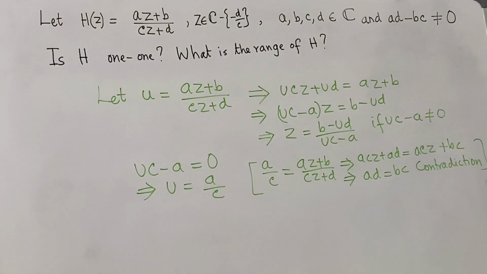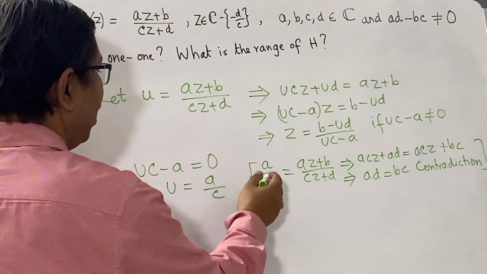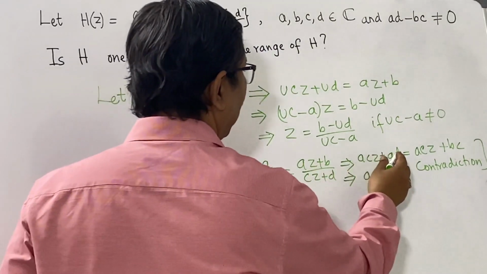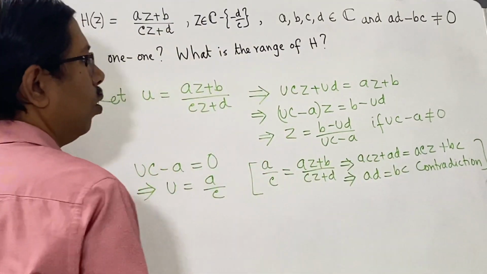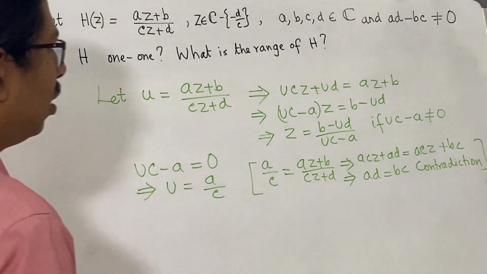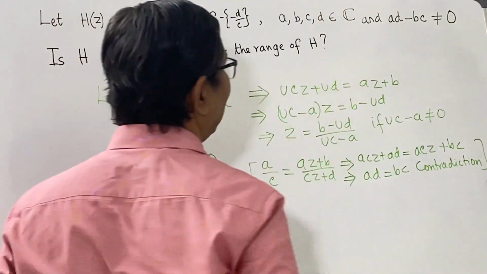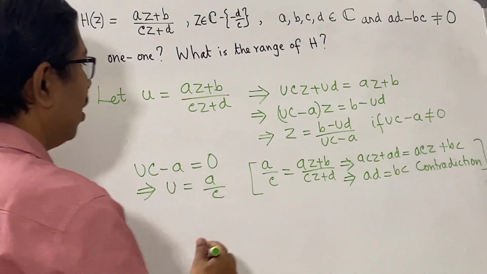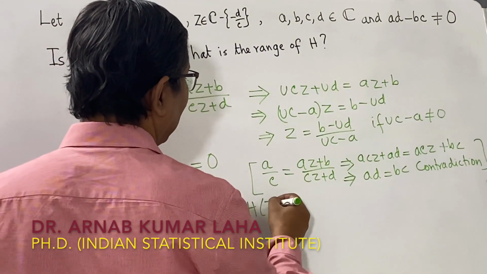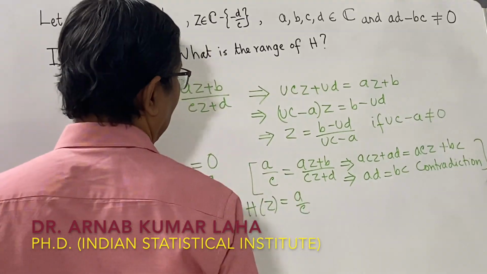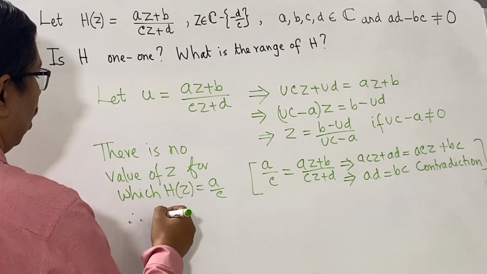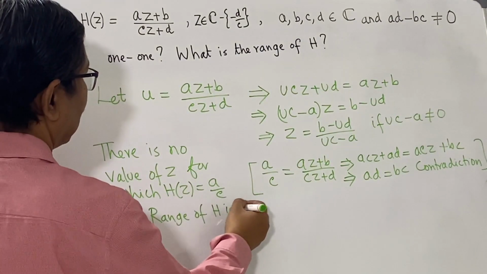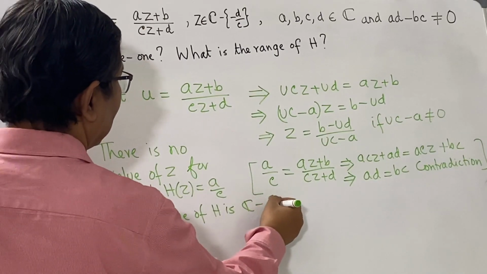If we put h(z) equal to a by c, then simple algebra gives us ad is equal to bc, which is a contradiction since we have assumed that ad minus bc is not equal to 0. So there is no value of z such that h(z) is equal to a by c. Therefore, the range of h is C minus this point a by c.